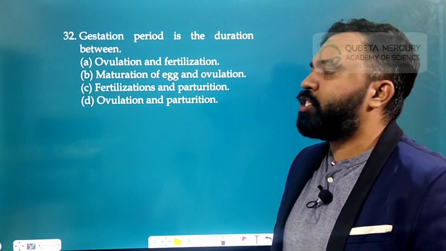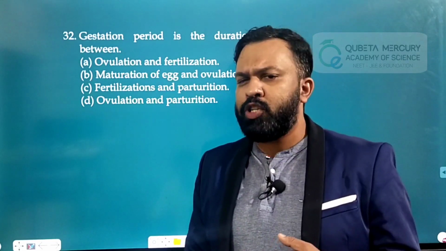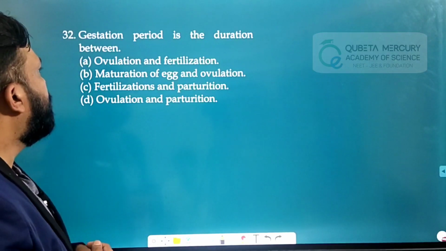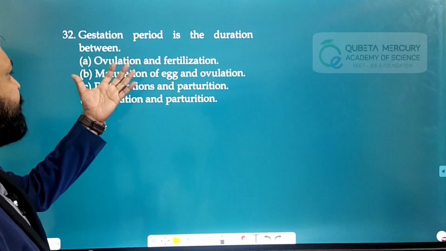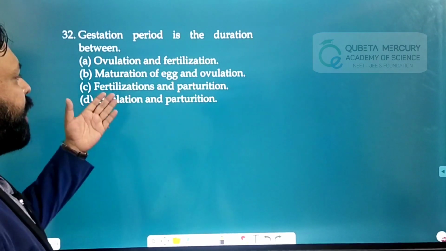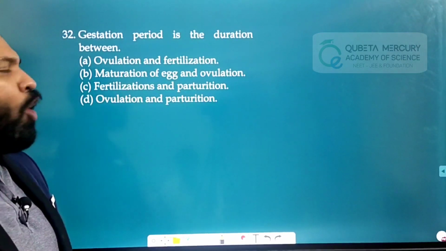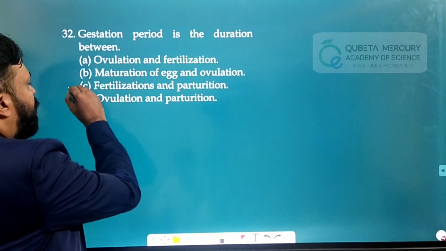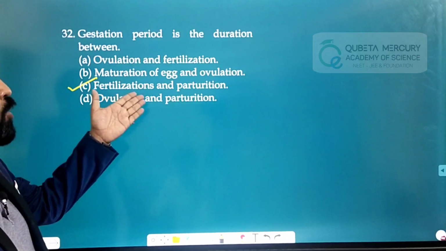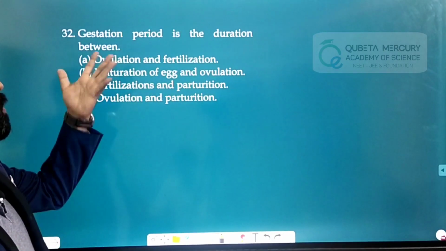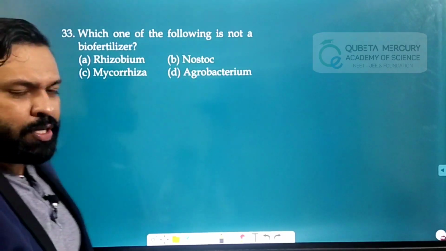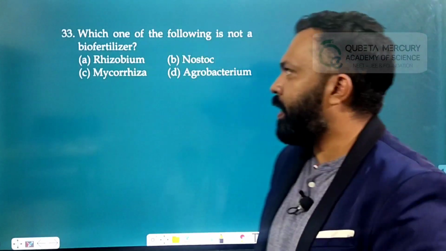Gestation period is the duration between, actually a zoology question, but we can answer it from the chapter Reproduction in Organisms. Gestation period is the duration between ovulation and fertilization? No. Maturation of egg and ovulation? No. It is the period between fertilization and parturition, right? The period between the fertilization and parturition is said to be the gestation period. Option C is the right one. It's a straight question from the NCERT from human reproduction, right?